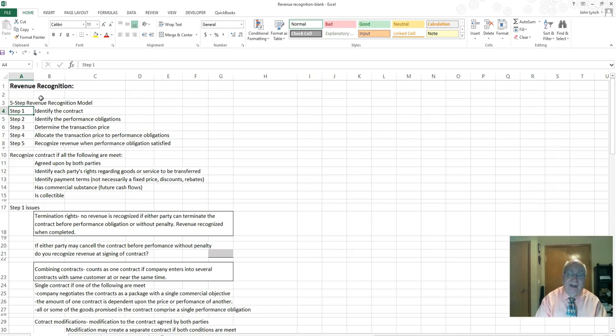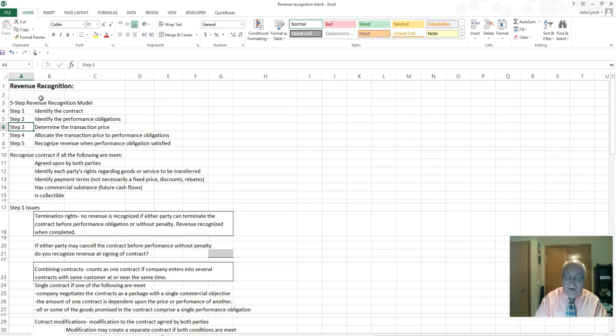Step 1 is identify the contract. First thing you have to do is, is there a contract? Does it exist? And it can be written, verbal, or implied. Step 2 is identify the performance obligation or obligations. You can have multiple obligations in the same contract.